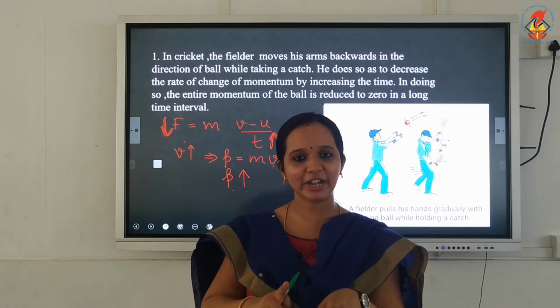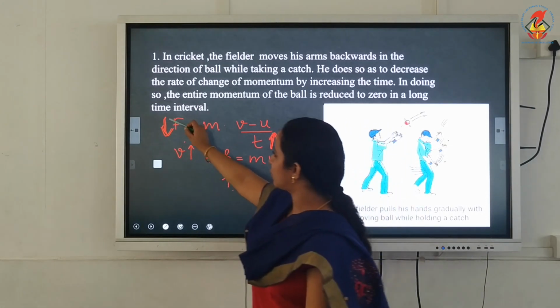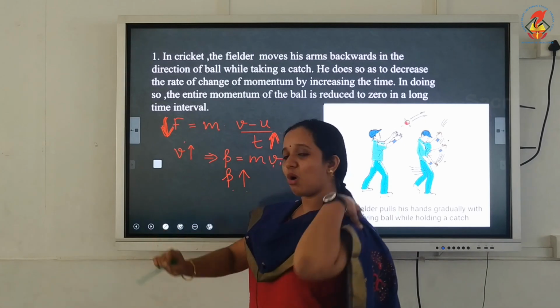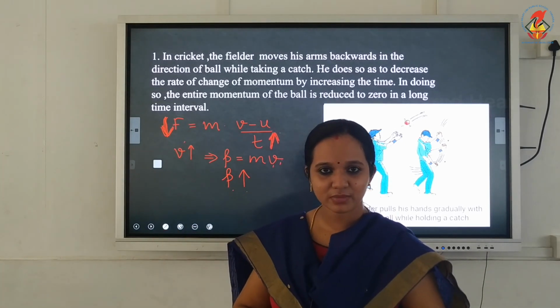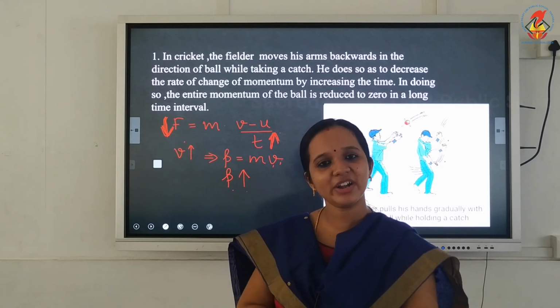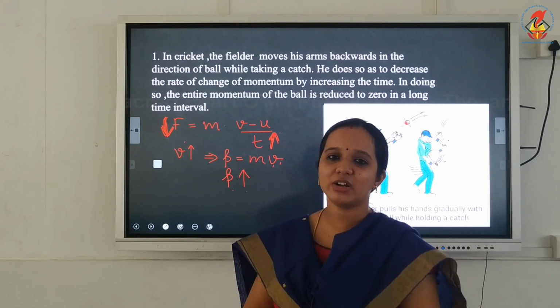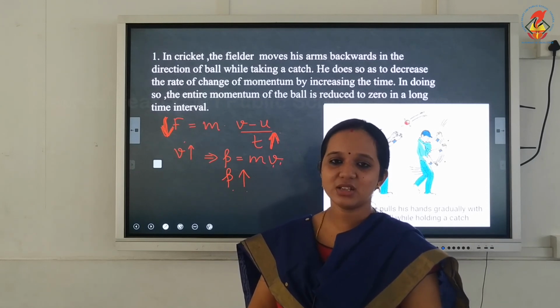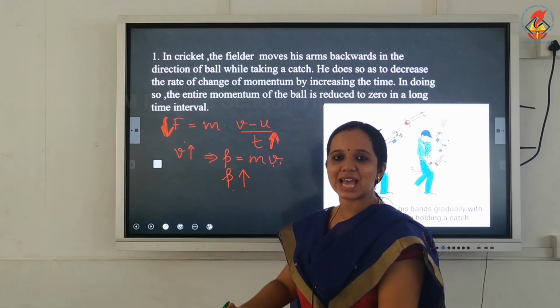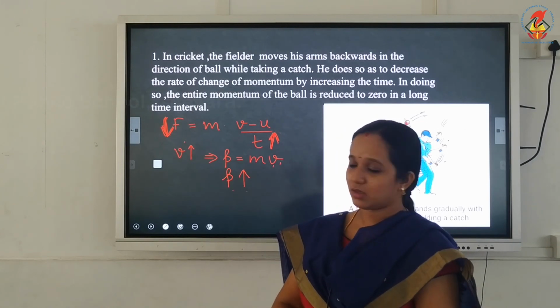So, in order to avoid that, he increases the time interval. So, the force applied by him on the ball gets reduced. So, the reaction force by the ball on his hand will also get reduced. So, he may not get hurt. That is why he moves his hands backward while catching a ball.